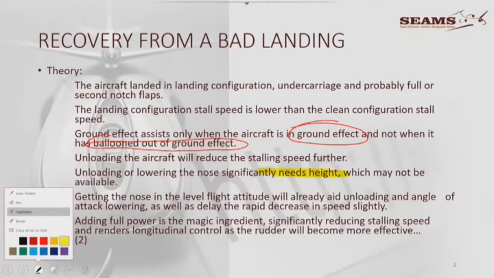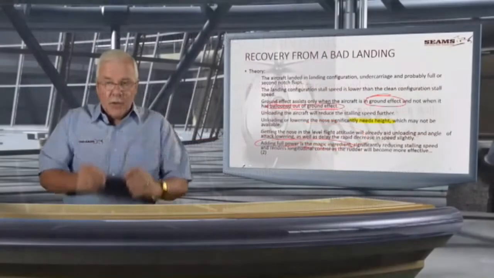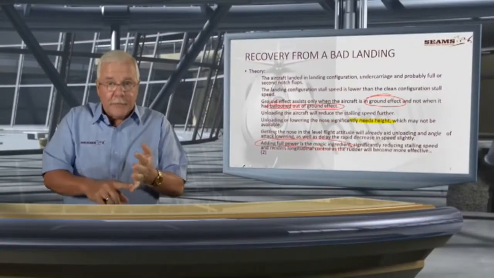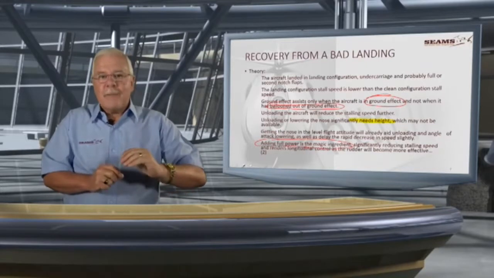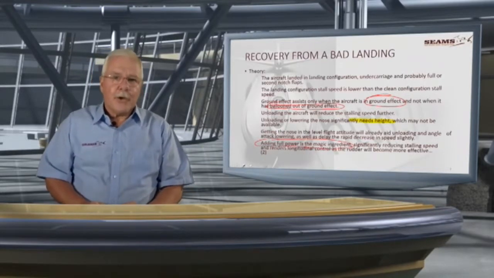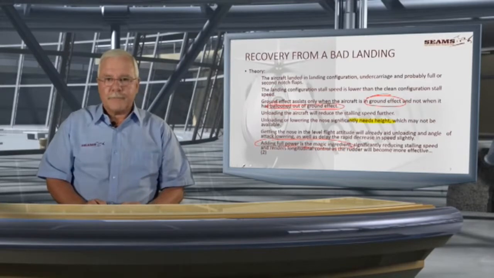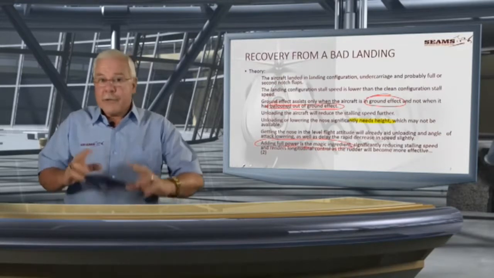Look at this, adding full power, that is the magic ingredient. Because the moment that you've got your landing configuration and you've got full power, I promise you, the stalling speed will come down at least, minimum, another 5 knots, in some aircraft actually quite a bit more. Now, I've shown that to guys when you do your full power stalls. Oh, while we're talking about full power stalls, I don't want everybody to go out there now and do a landing configuration full power stall.